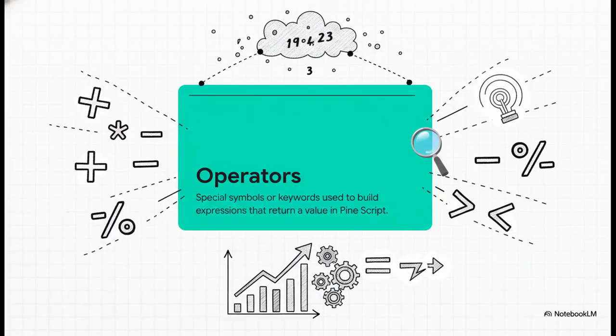So first, let's make sure we're all on the same page. Think of operators as the verbs of PineScript. They are the absolute core of any script you write, those special symbols that let you turn a stream of raw market data into actual actionable trading signals. Without them, you've just got a bunch of numbers on a screen.